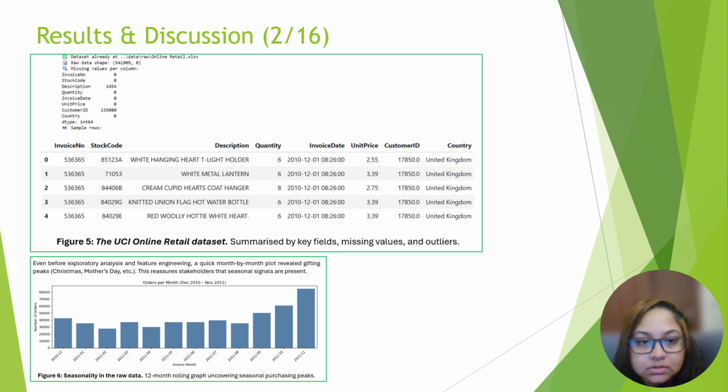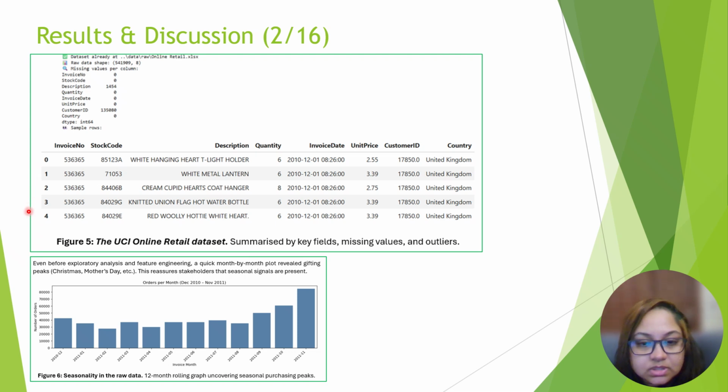Moving on to the results and discussion, the notebook by notebook breakdown. In this case, the UCI online retail data set was loaded, and some key statistics such as outliers, missing values, and duplicate transactions were identified.